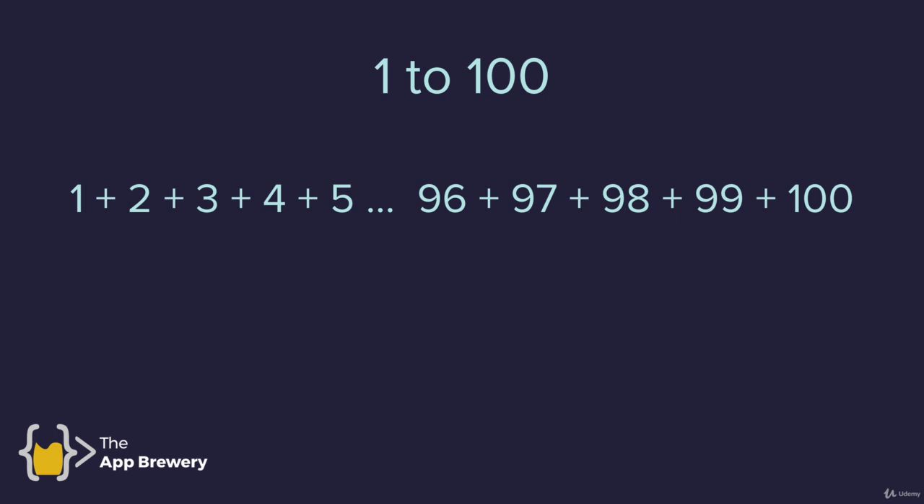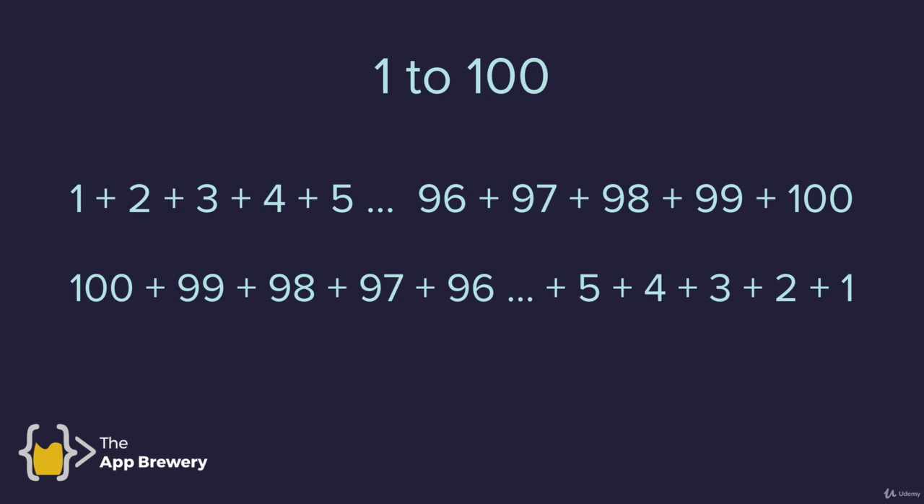Well, he was actually a really smart kid, and he figured out that if you flip the numbers around, so 100 plus 99 plus 98, and you look at both of these two lines, you can see that 1 plus 100 equals 101, 2 plus 99 equals 101, 3 plus 98 equals 101. Basically, if you tie all of these numbers together, there's actually 50 pairs of 101. So he could simply just do 50 multiplied by 101, which is 5,050. And that's how he figured out the answer.